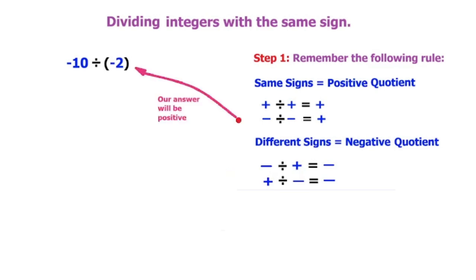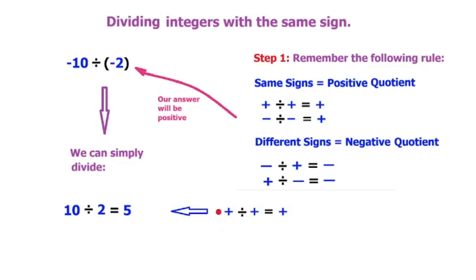So we know our answer will be positive because we have two negatives here. Negative divided by negative is going to give us a positive. When the signs are the same, the answer will be positive. So we can simply divide 10 divided by 2. It would be the same thing, which gives us 5. Because here we have positive divided by positive equals positive.